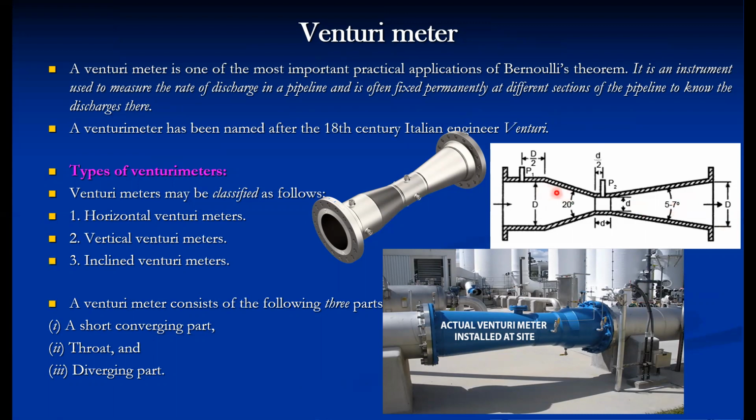It works on the principle that if we reduce the cross section of the flow passage, a pressure difference is created, and measurement of this pressure difference enables the determination of discharge through the pipe. This is the working principle of venturimeter. For measurement of pressure, two pressure tappings are provided here. Only if we get this pressure difference can we determine the discharge through the pipe.